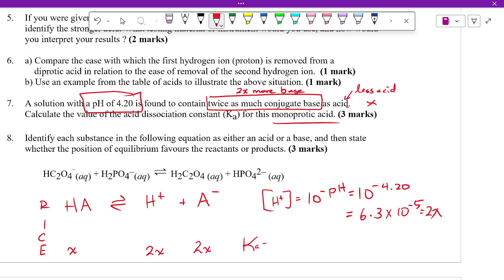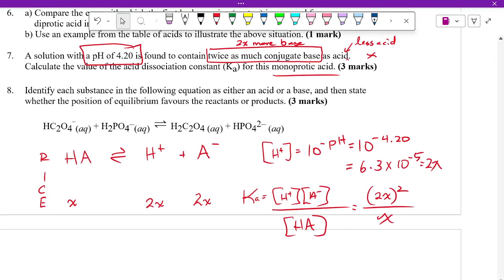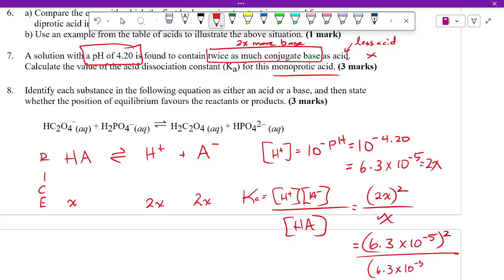So the Ka is going to equal H plus times A minus over HA. So that's going to equal 2x all squared over x. And so that's going to equal 6.3 times 10 to the negative 5, which is 2x all squared, divided by, and then we need an x, so that's going to be 6.3 times 10 to the negative 5 divided by 2. So let's square that.